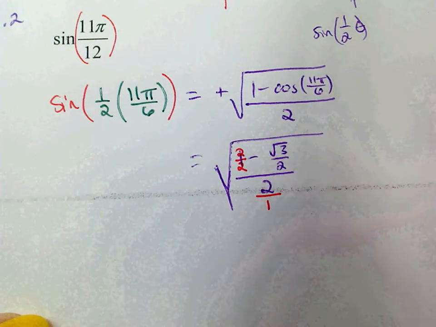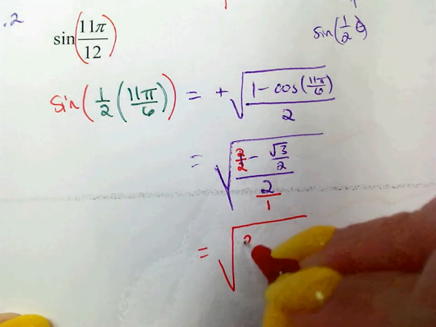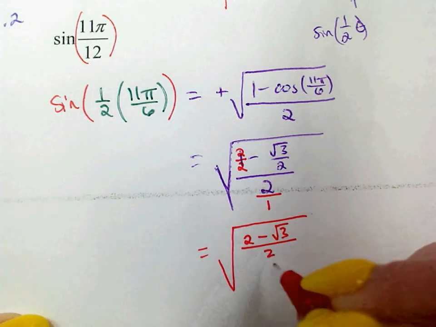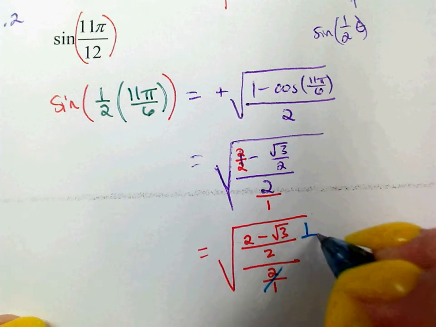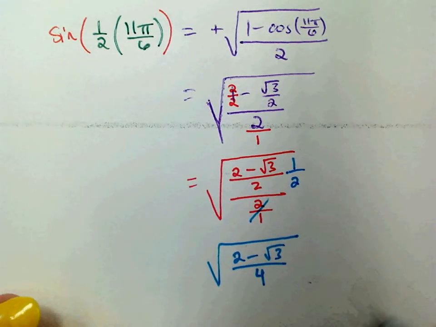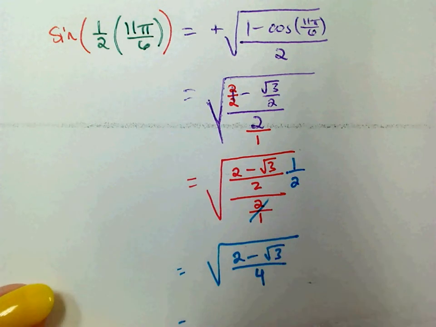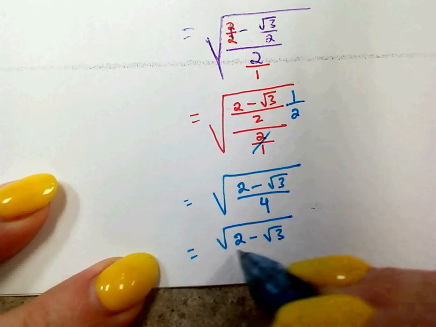The numerator, common denominator, 2 minus the square root of 3 over the common denominator 2, divided by 2 over 1, but I'm dividing my fraction, so I'm going to flip and multiply by the reciprocal. And so I've actually got the square root of 2 minus the square root of 3 over 4. But I know that I can split up a square root numerator and denominator, so I've got the square root of 2 minus the square root of 3, all divided by the square root of 4, which is 2. And that's my answer.